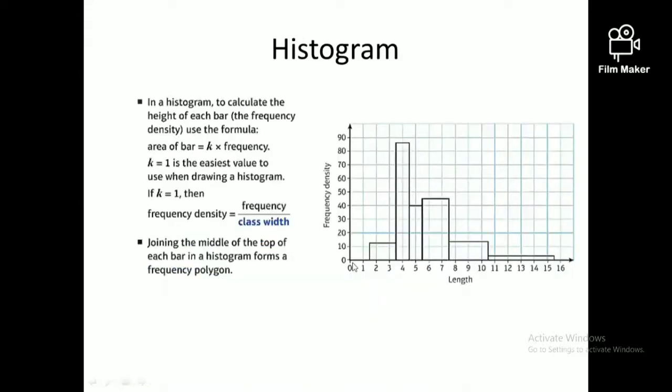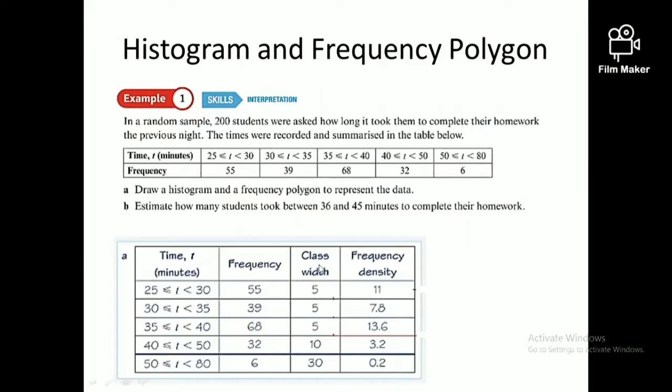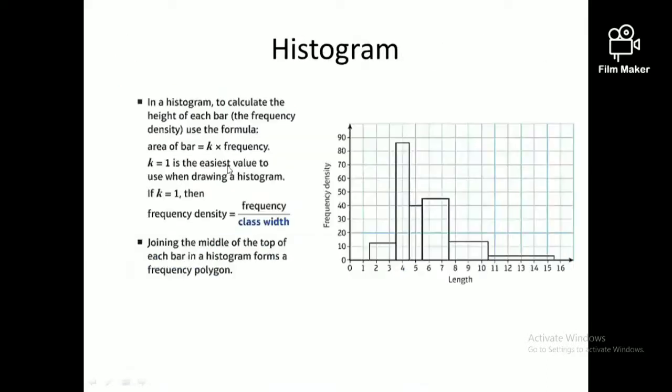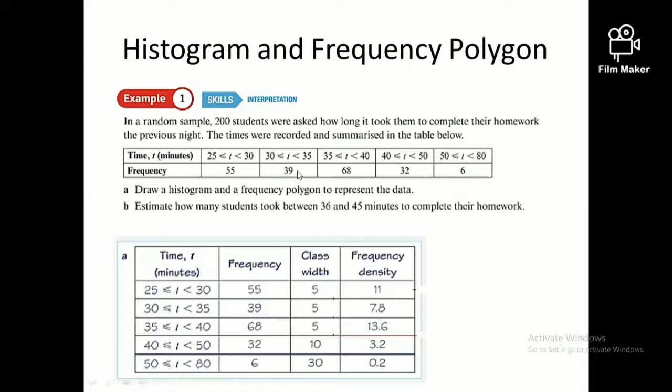Therefore, rather than marking 55 on the y-axis, we will mark 11. That is the simplest definition of drawing the frequency density. In the second example, the frequency is 39 and the class width is 5. Therefore, the frequency density is 7.8. So rather than marking 39 on the y-axis, we will mark 7.8 on the frequency density axis.